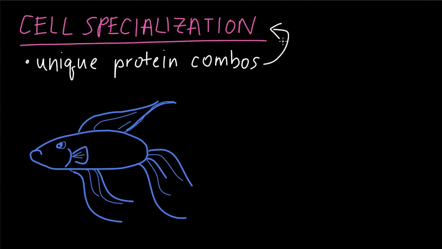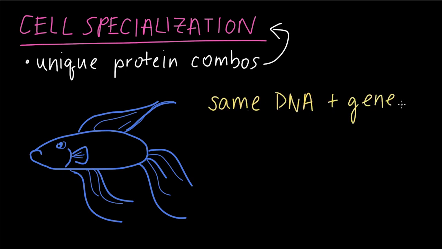And it's important to note that every cell in an organism contains the same genes. So going back to Bob here, we can say that all his cells contain the same DNA and genetic information, whether it's on his tail or in his eye, but what makes their functions different is which subset of genes are expressed or used to build proteins in the different cell types. So I'll write here, all of the cells in Bob, the betta fish, have the same DNA and genes, just different protein combinations.